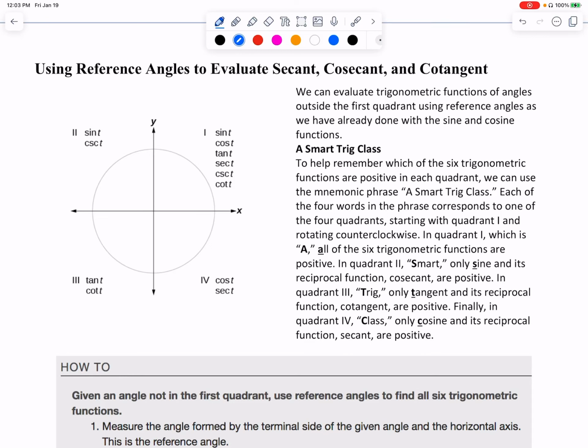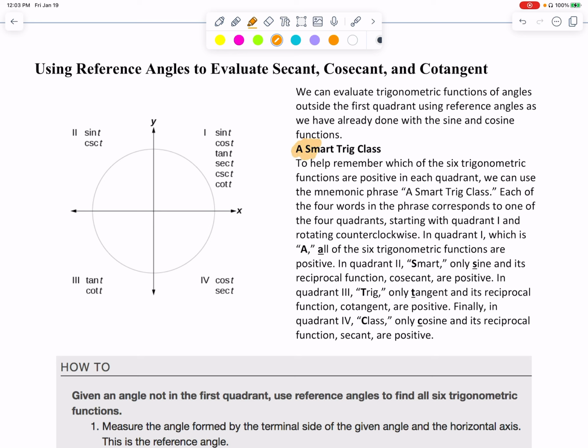In this video, we're going to figure out how to use a reference angle to evaluate secant, cosecant, and cotangent. We're going to do actually all six, but we are going to focus on these three since we've done the others. Okay, so the first thing I want to show you, this is something to help you out.